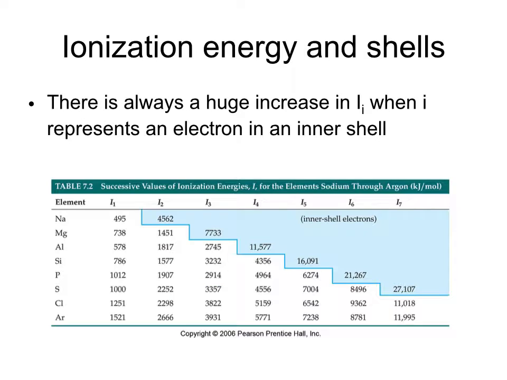So let's look at a figure that we should be familiar with at this point. This is looking at successive ionization energies, meaning ionization energy 1 is removing the first electron, 2 is removing the second electron, and so on for a bunch of elements. And one of the main things to notice here is that once you start trying to remove the core electrons, that's non-valence shell electrons, there's always a giant increase in ionization energy.